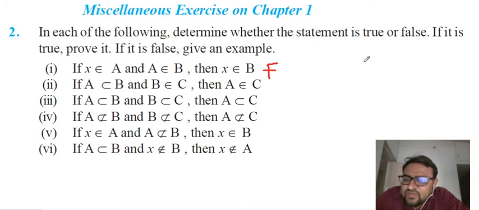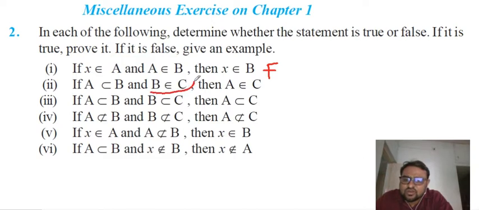Second one, if A is a subset of B and B belongs to C, again here the same situation. When there is comparison of two sets, it can be either subset or not a subset. It cannot be belongs to. Okay, so second is also false. I'll write it down. F.